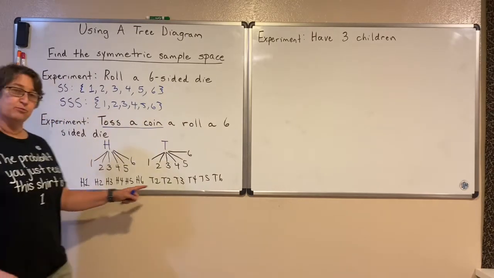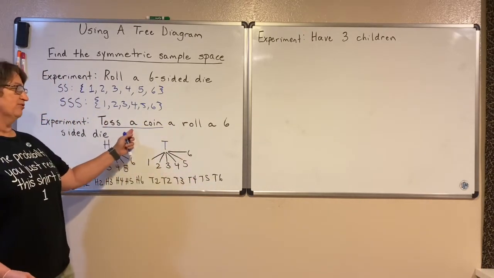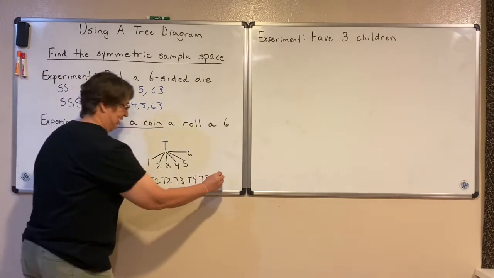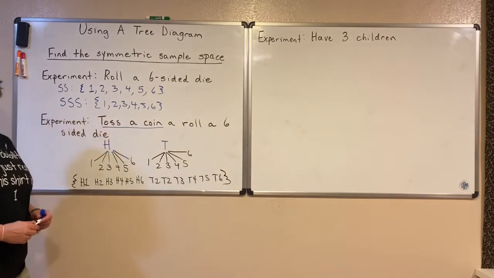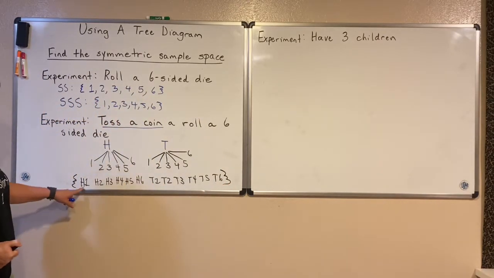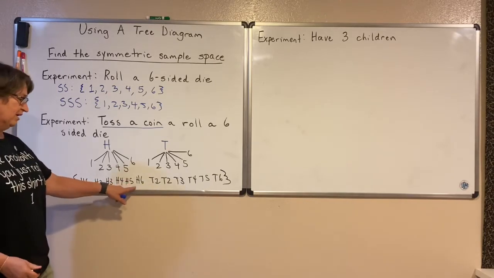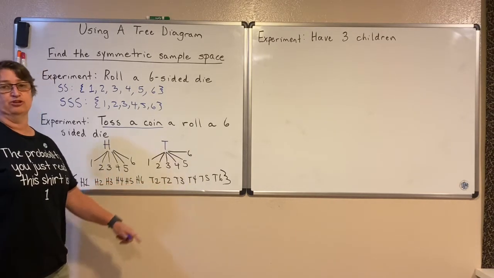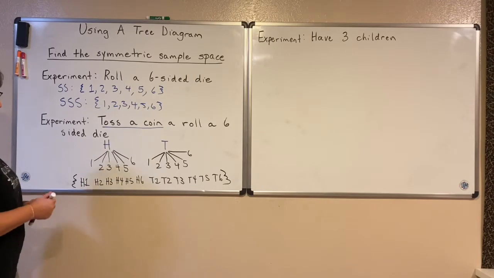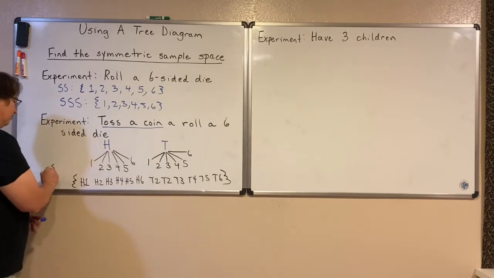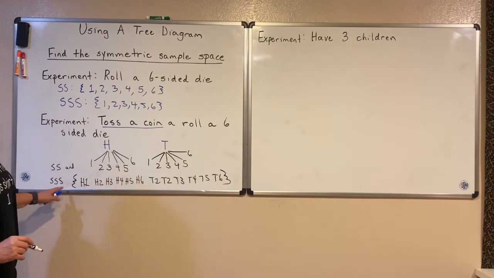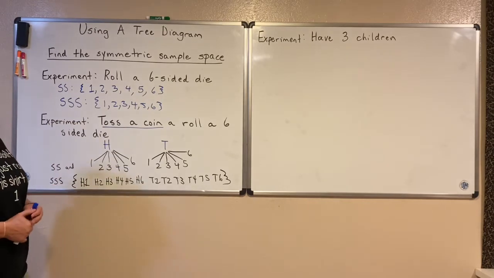These are all the possible outcomes for this experiment of tossing a coin and then rolling a six-sided die. So this is my sample space. Now let's see if each one of those is equally likely. Each one of those shows up exactly one time, so it's just as likely that I get a heads and a 2 as that I get a tails and a 2. Each one of them has the same likelihood. And so this is both my sample space and my equally likely sample space as well, my symmetric sample space.